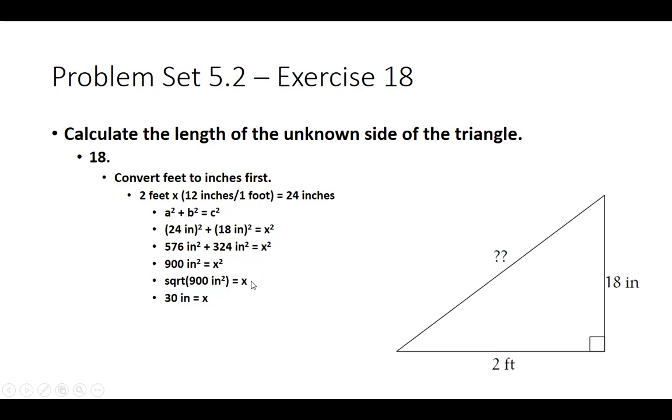To get the x by itself, we take the square root of both sides. The square root of x squared is x. The square root of 900 square inches is 30 inches. So our unknown side is 30 inches.